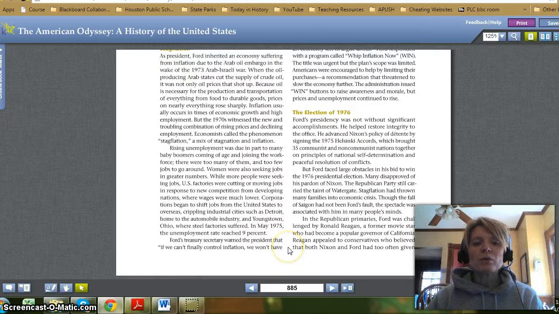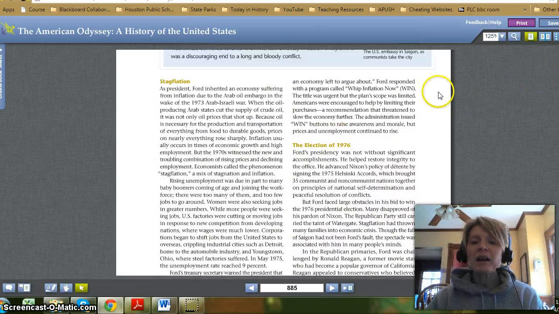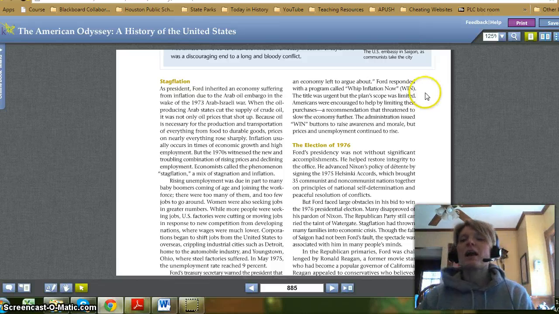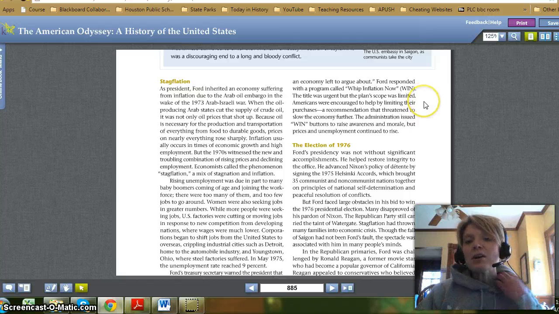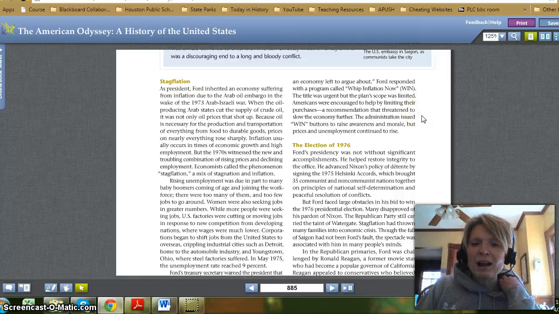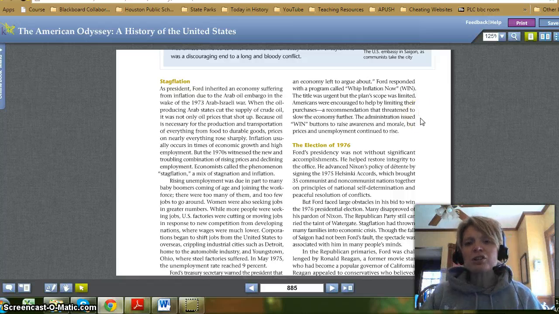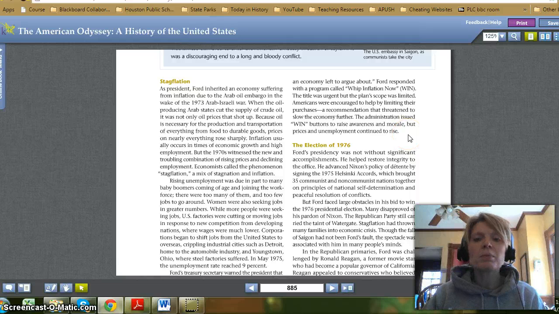Ford's Treasury Secretary warned the president that if we can't finally control inflation, we won't have an economy left to argue about. Ford responded with a program called Whip Inflation Now, with the acronym WIN. The title was urgent, but the plan's scope was limited. Americans were encouraged to help by limiting their purchases, a recommendation that threatened to slow the economy further. The administration issued WIN buttons to raise awareness and morale, but prices and unemployment continued to rise.